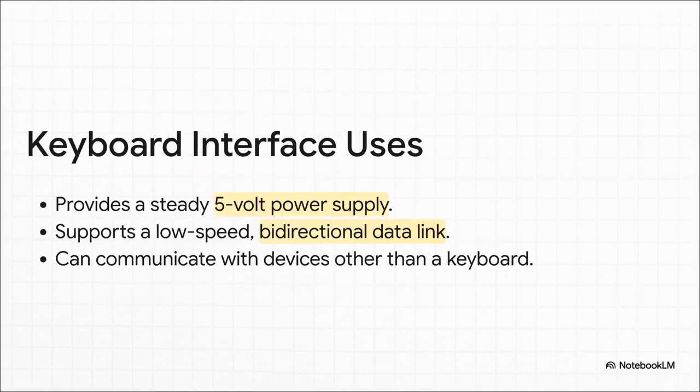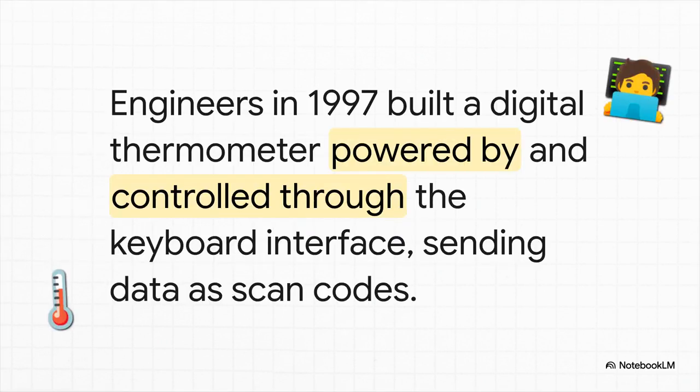So get this. A 1997 application note from Motorola shows that the keyboard interface isn't just for sending data in. It also provides a stable 5-volt power source. And, critically, the data line is bidirectional. That means the computer can't just receive information, it can also send it back out through that very same port to a custom device. And to prove this wasn't just some theory, the engineers who wrote that note actually built a working digital thermometer. And it was both powered by and sent all its temperature readings back to the computer all through the keyboard port. They just treated the temperature data like it was a series of very, very fast keystrokes. I mean, what an absolutely brilliant piece of clever engineering.